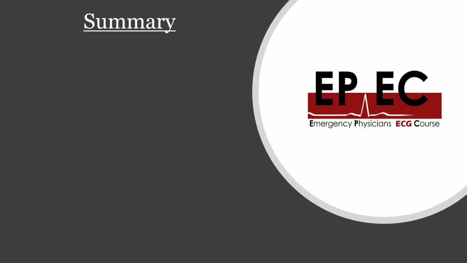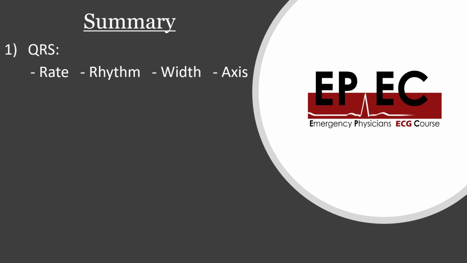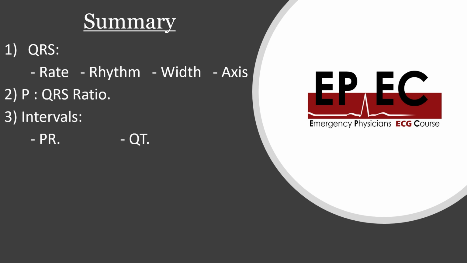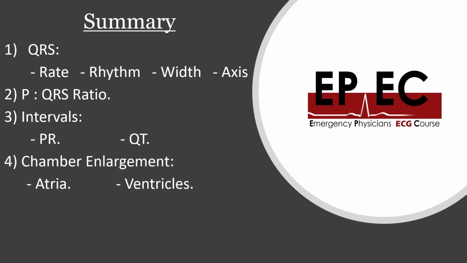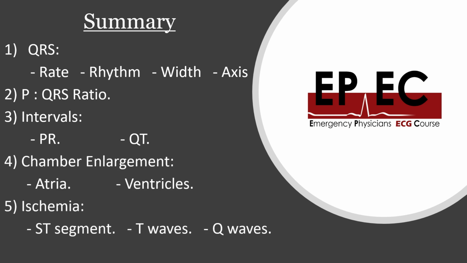So this was the case that I wanted to discuss today, and I think we've got so many learning points here. The points that I want to highlight are, first, you should have a clear approach when interpreting any ECG. This is my suggested approach. Start with the QRS, check rate, rhythm, width and axis, then check the P waves and their relation to the complexes. Check the intervals, PR and QT. Check for chamber enlargement, atria and ventricles, and check for ischemia. Check the ST segment, T waves and Q waves, and lastly anything else. So that's my first learning point.